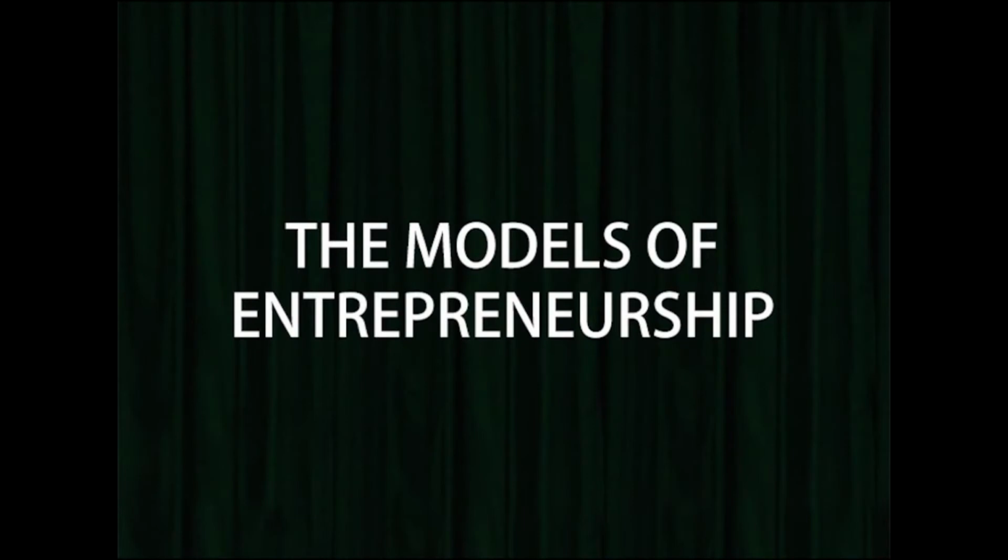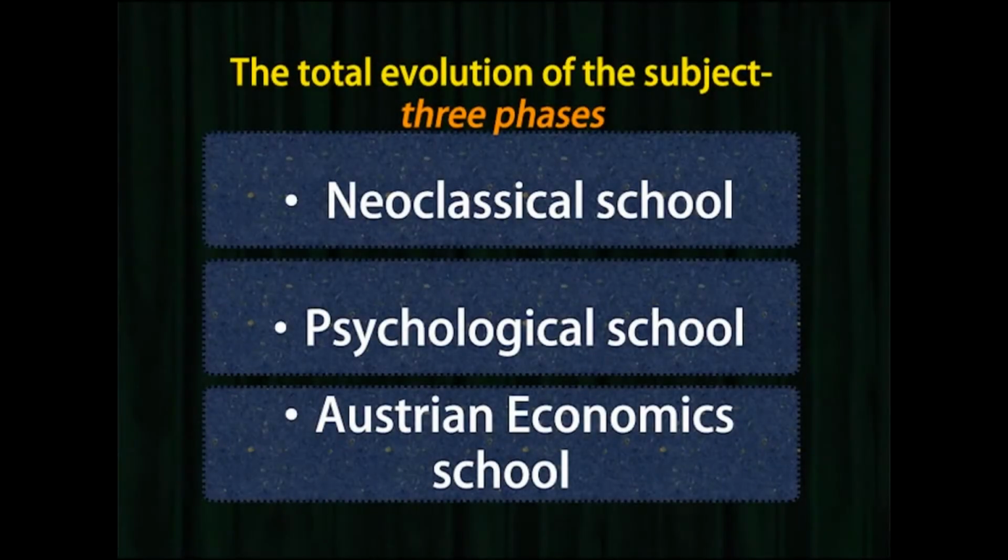These were the great thinkers who had basically designed the subject of study, and they had put their thoughts together so as to build up the theories for the total study of the subject. The total evolution of the subject is divided into three phases, that is the neoclassical school, the psychological school and the Austrian economic school. We have shown you here three models in these blocks.